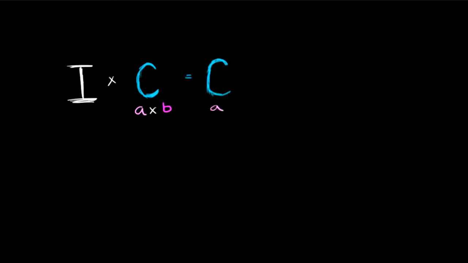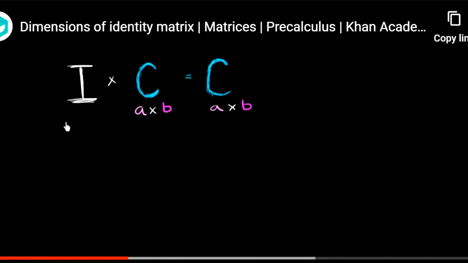A rows and B columns. Now, based on this, what are the dimensions of I going to be? I encourage you to pause this video and think about it on your own. In order to multiply two matrices together, remember what has to be true. Those middle numbers, which would be the columns of the first matrix and the rows of the second matrix, have to be the same.